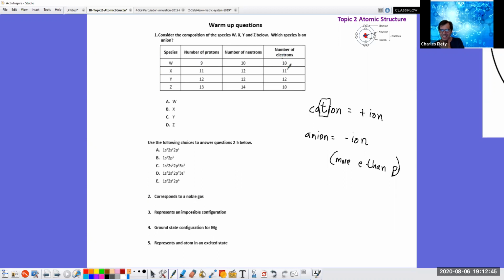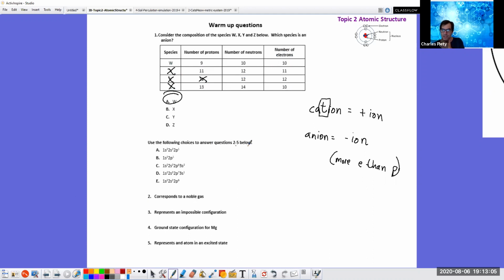Okay, so we need to find a species that has more electrons than protons. 9, 10, could be that one. 11, 11, it can't be that one. 12, 12, can't be that one. 13 and 10, this has fewer, so it can't be this one either. So the answer is W.